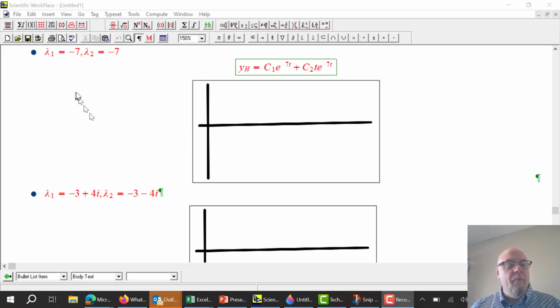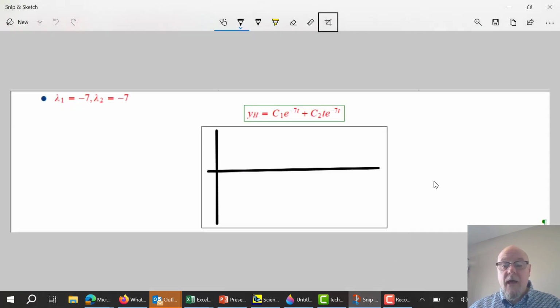Here's another example, but in this case lambda 1 is minus 7 and lambda 2 is minus 7. Basically we see two real and the same eigenvalues. The structure starts out the same for the general solution: some constant e to the first eigenvalue t, some constant e to the second eigenvalue t, except because the eigenvalues are identical, real and the same, you have to throw that extra t in front of the second piece. Now both eigenvalues are negative.